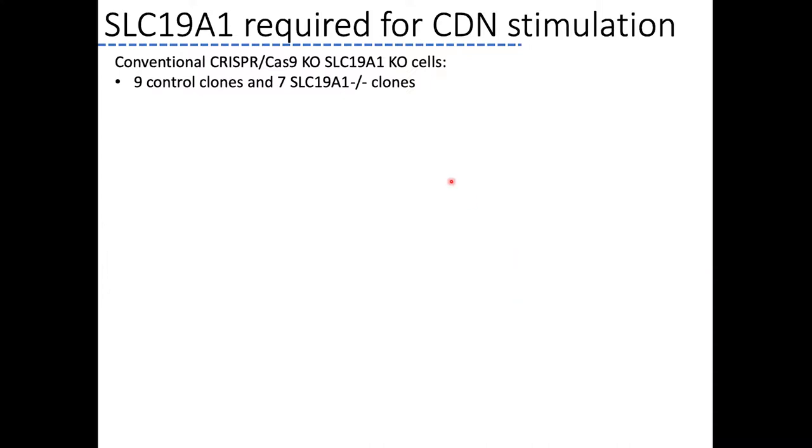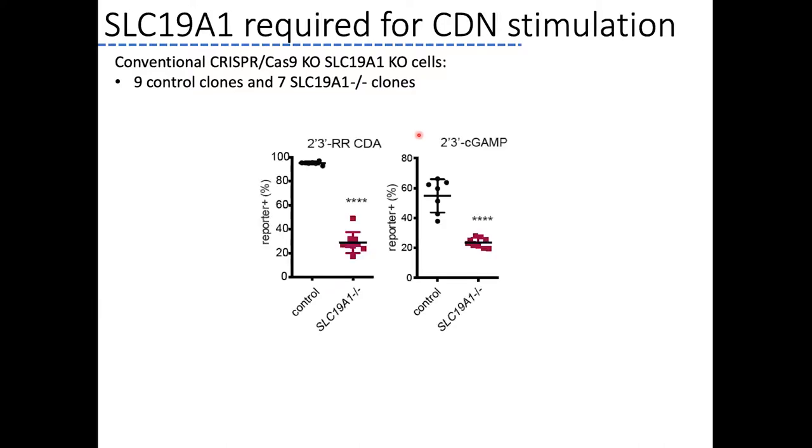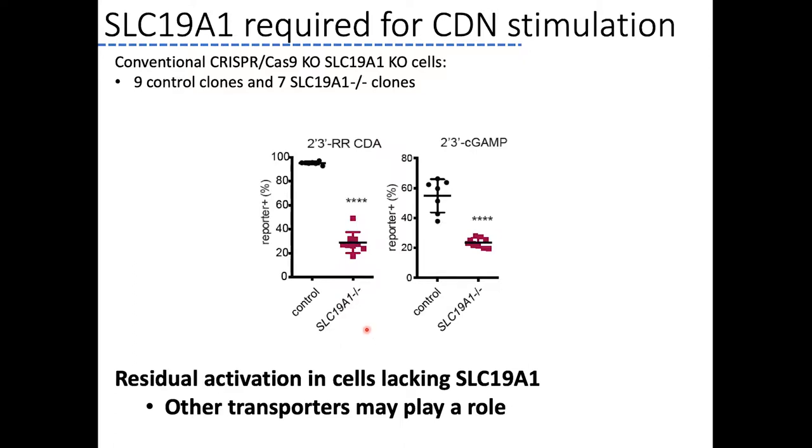So then we also used the conventional CRISPR-Cas9 system to completely knock out SLC19A1 from these cells, and we generated 9 control clones and 7 knockout clones. And again, we see a nice reduction in immune activation when we knock out SLC19A1, both for the synthetic CDN and for cGAMP. Interestingly, we still see some residual activation in these cells that completely lack SLC19A1, and that suggests that other transporters may also play a role.